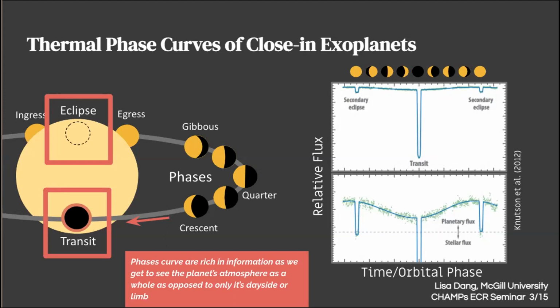Notice here that the peak of the phase curve is not aligned with the time of secondary eclipse, and this is usually indicative of a shift of the hottest region from the substellar point. In this case, it happens before, so it's an eastward hotspot offset.